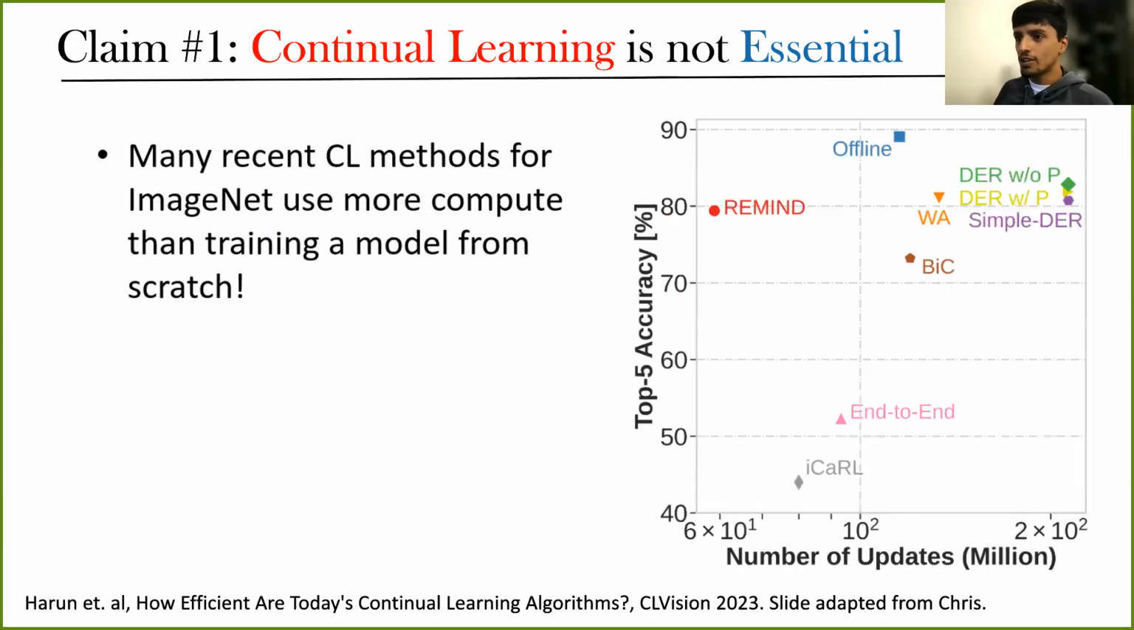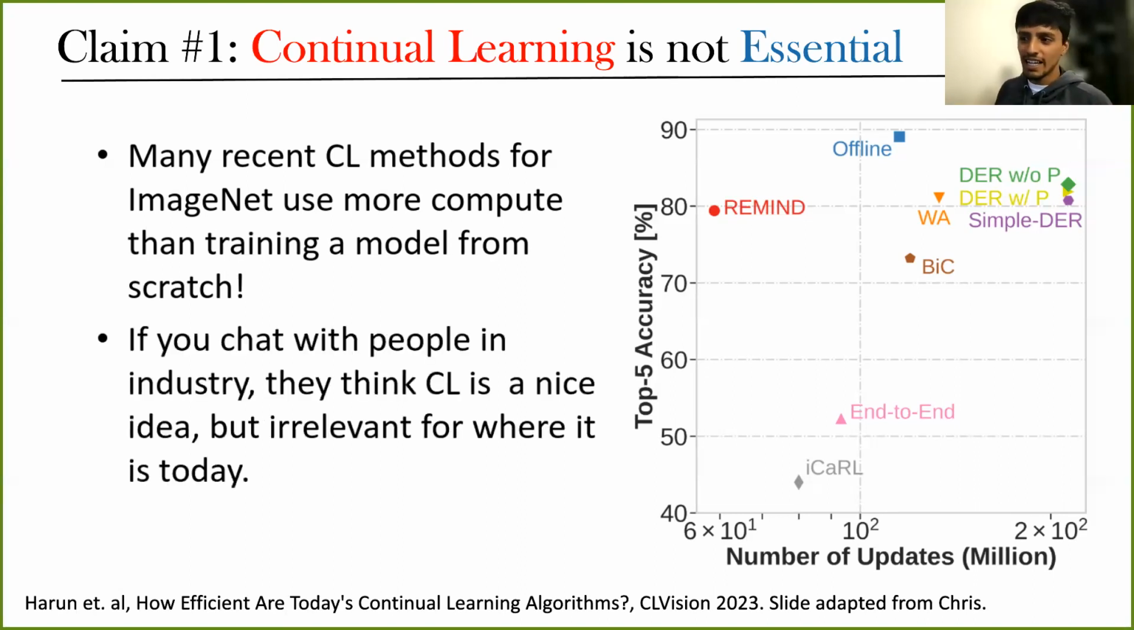Well, from Professor Kanan's slides, they had a recent nice work in a CL Vision workshop where they show that recent methods use more compute than training from scratch. This is not really viable, and hence people in industry think that continual learning is a nice idea, but it's irrelevant where it is today. And what I think is that we need to change this. Can we fix continual learning algorithms?